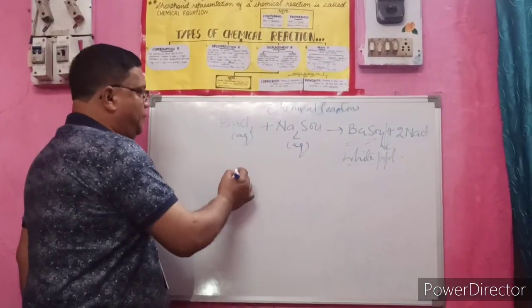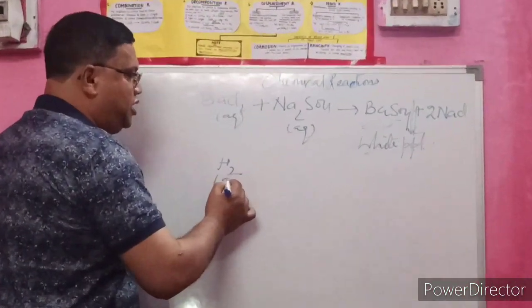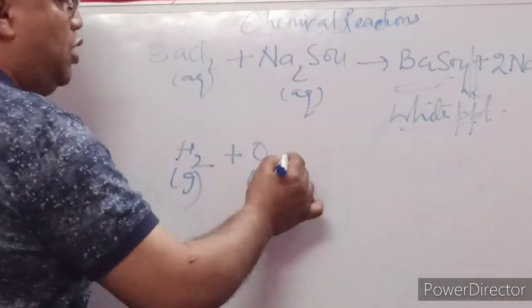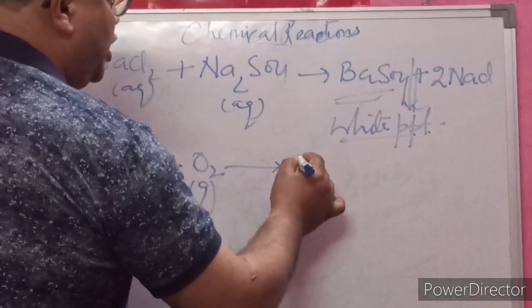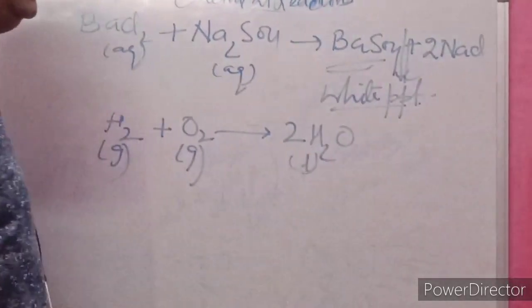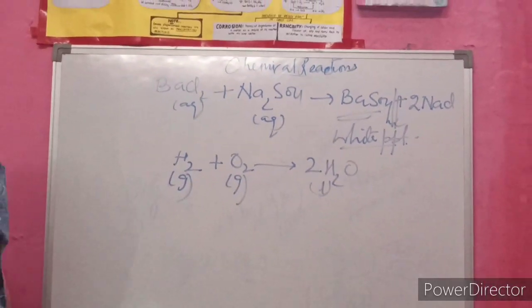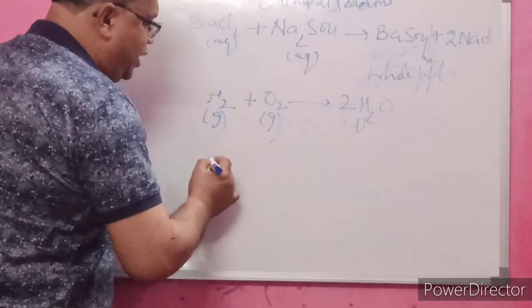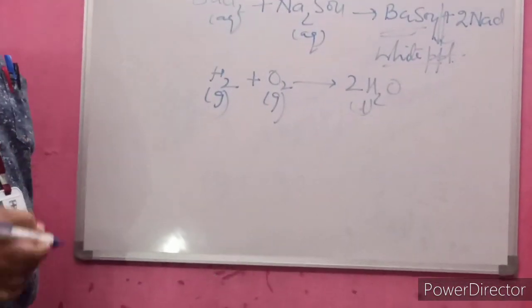Like if you take hydrogen, hydrogen is a gas. When it reacts with oxygen, which is also a gas, it forms 2H2O. Liquid is formed. That means a change in state has occurred. Is it clear?